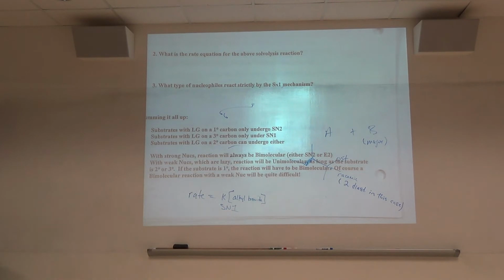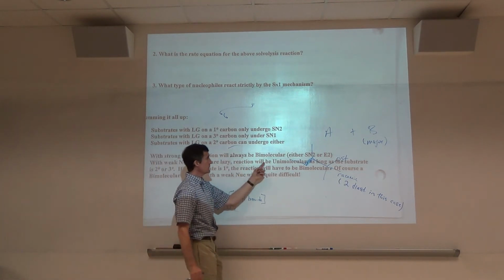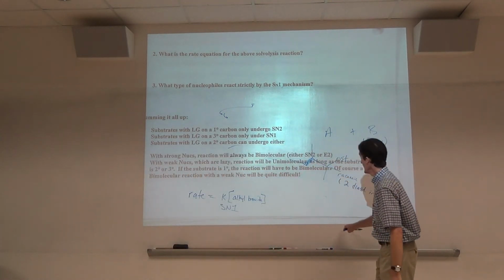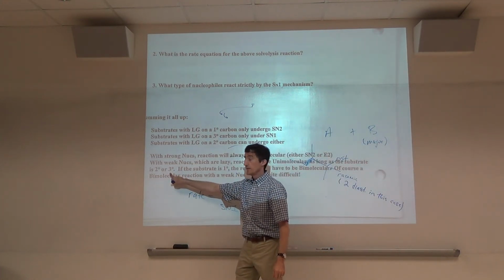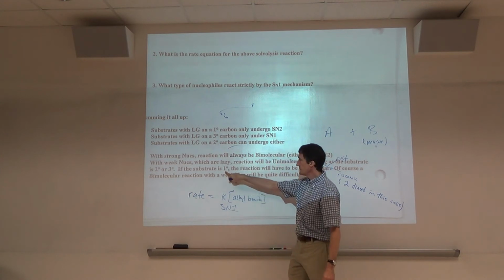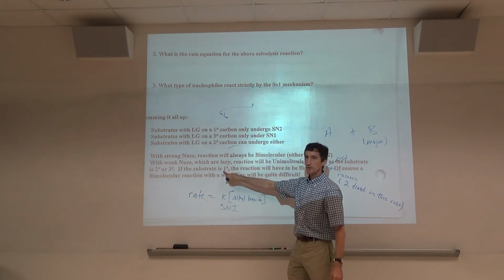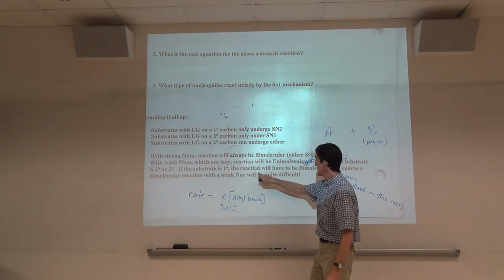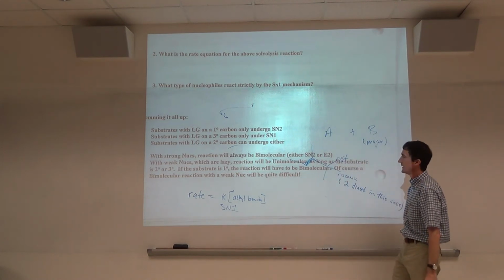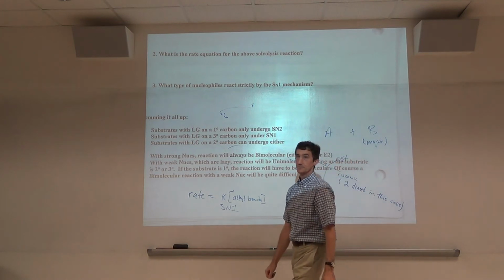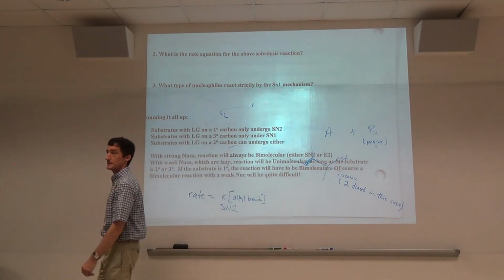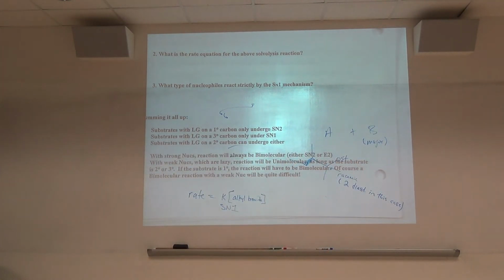Okay, with weak nucleophiles, which are lazy, the reaction will be unimolecular, as long as the substrate is secondary or tertiary. If the substrate's primary, you don't want to form a carbocation, so the reaction would have to be bimolecular. A bimolecular reaction with a weak nucleophile will be quite difficult. At this point, the reaction might not happen. Certainly it's going to be difficult.